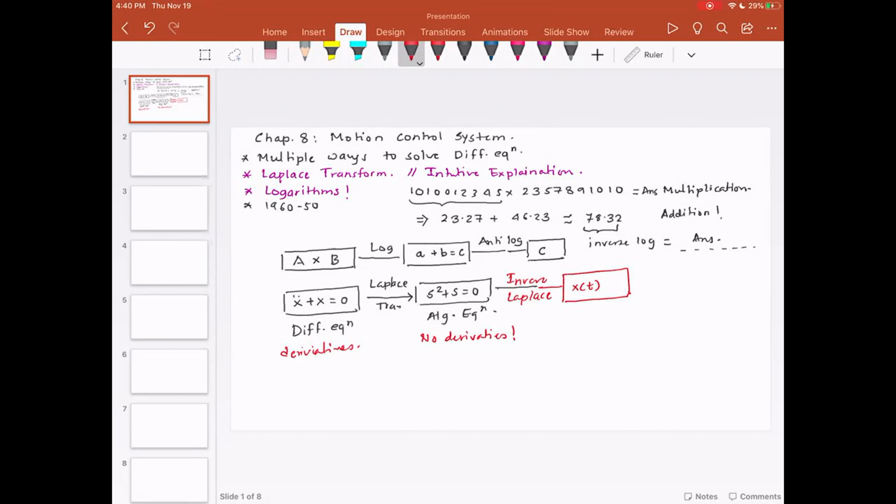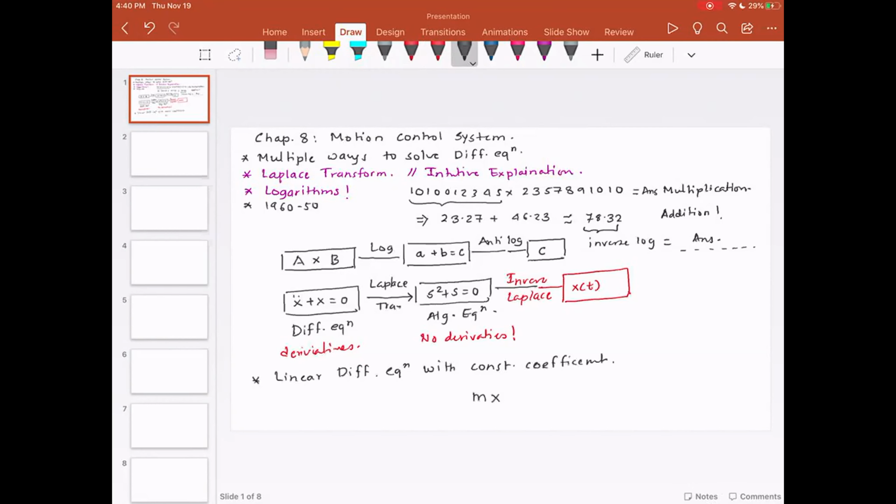And Laplace transform is super useful, but there are certain limitations. A Laplace transform can only be used for linear differential equations with constant coefficients. Now let me answer this. What do I mean by constant coefficient?